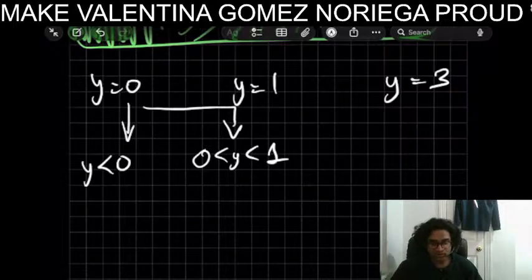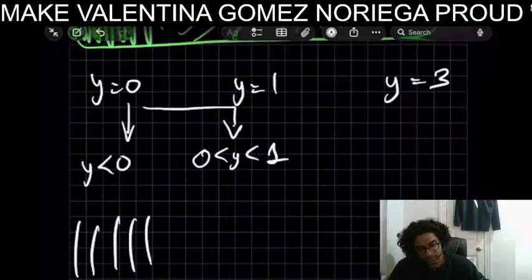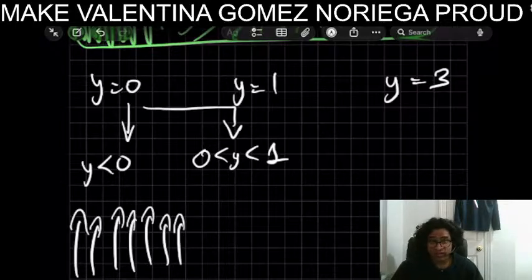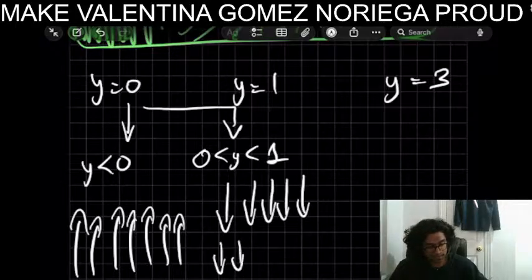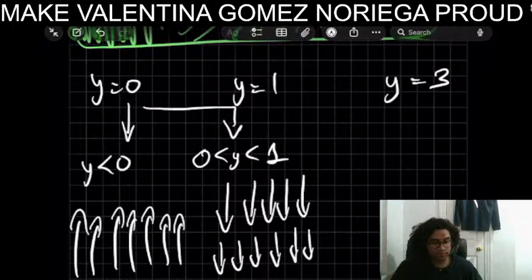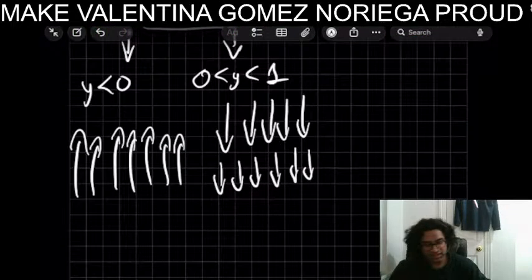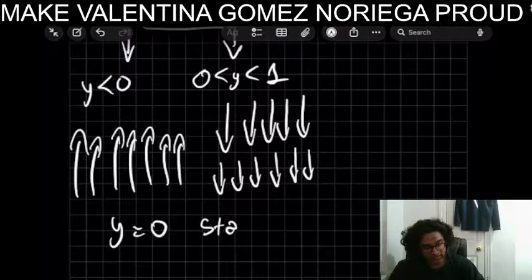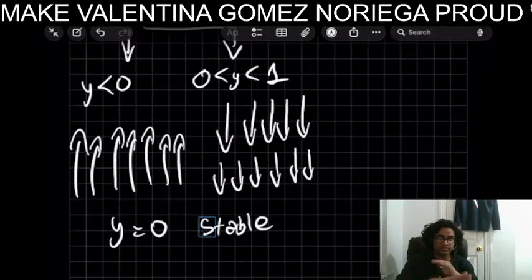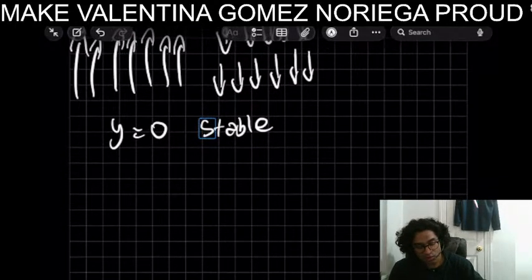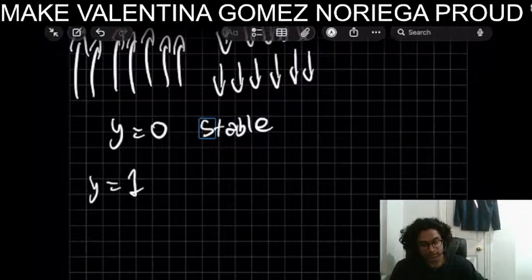Now, y less than 0 is going upwards, right? 0 less than y less than 1 is going downwards. But because the ones below are going above and the ones above are going below, it's going to connect. It's going to intersect at some point. And because it intersects, that y is equal to 0 is stable. Y is equal to 0 is stable. Khalas.